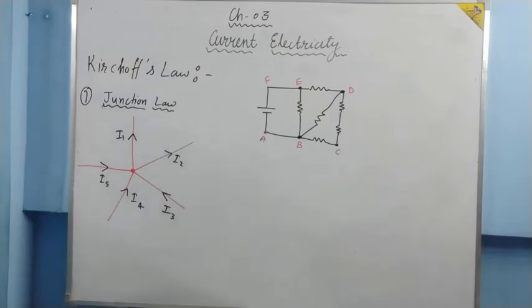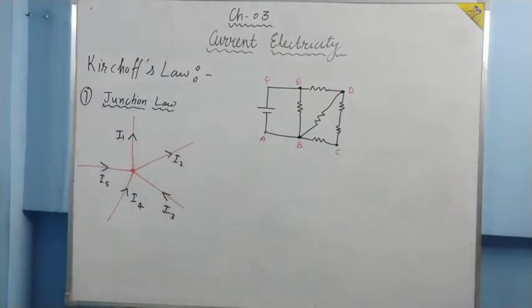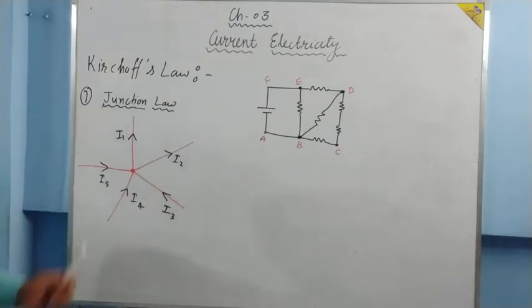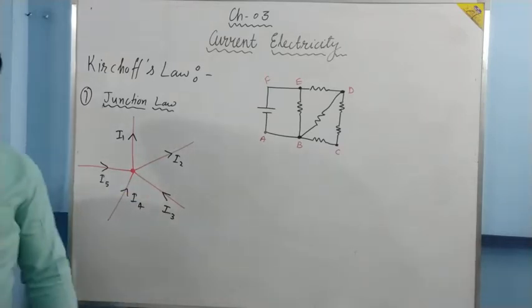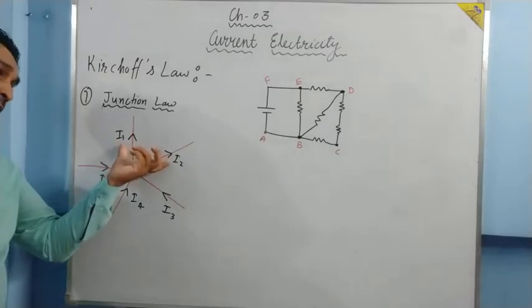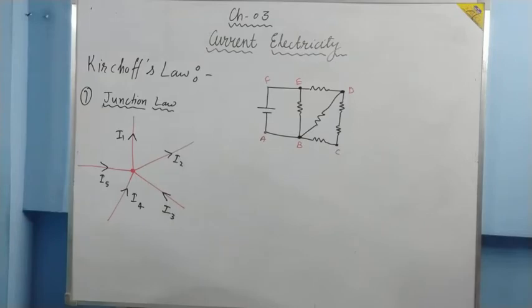So the outgoing current, the current which is going out from the junction, if it is considered to be positive, and the current which is going towards the junction, in other words the incoming current for the junction, is considered to be negative. Either you can consider these positive and these negative, or these negative and these positive, it will not make a difference.